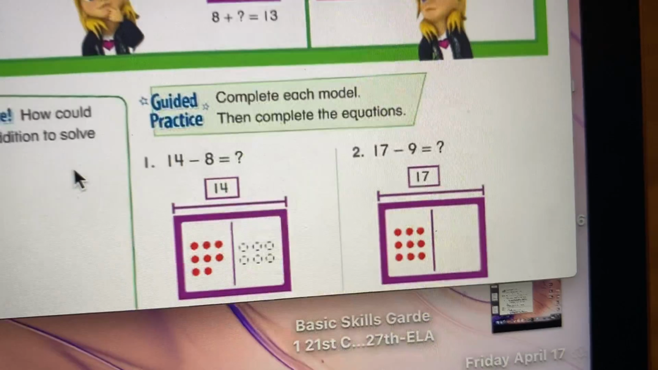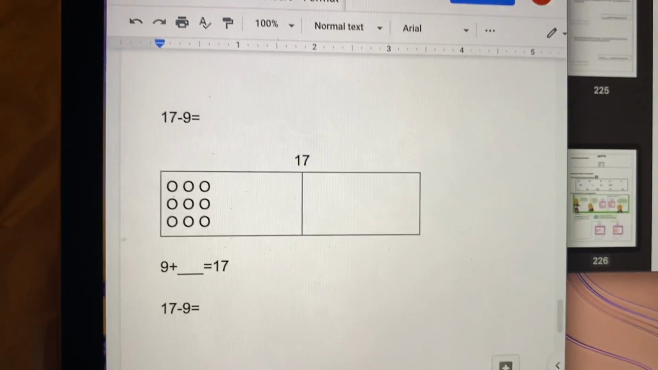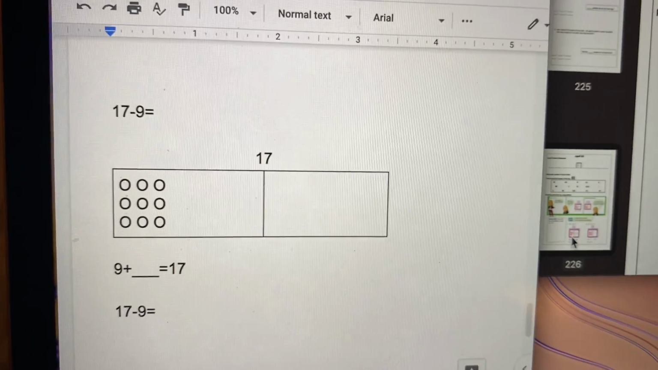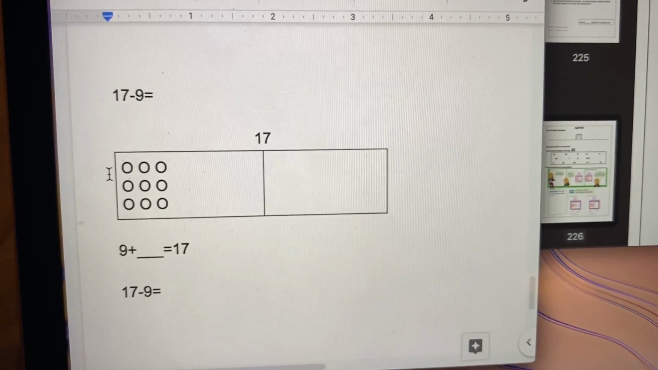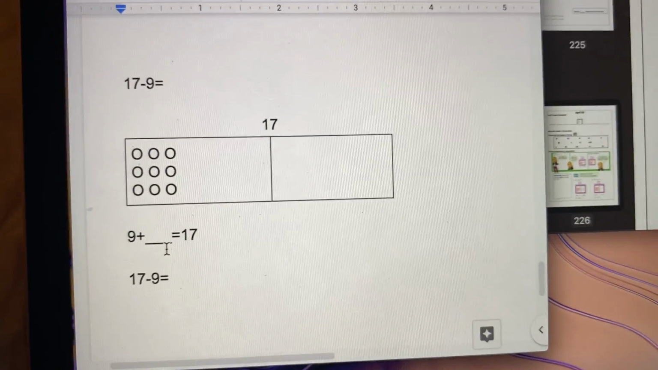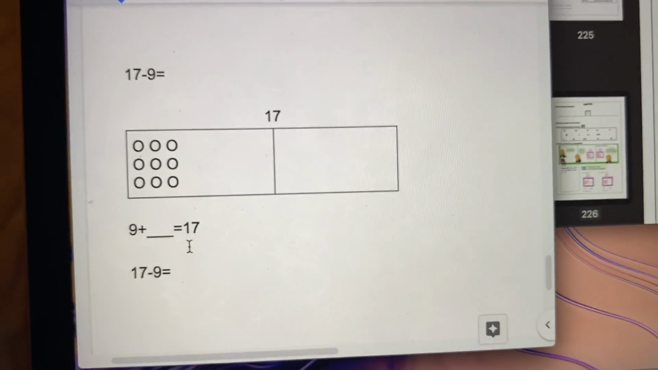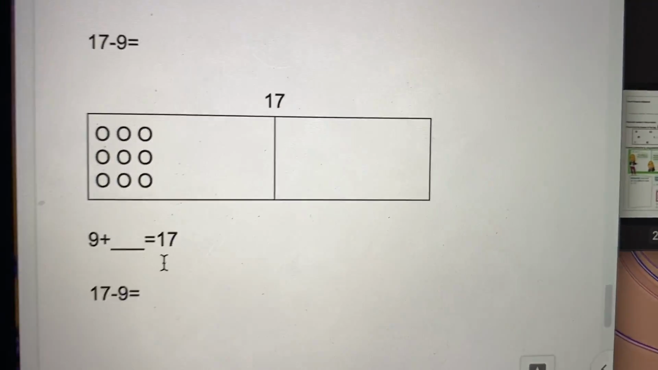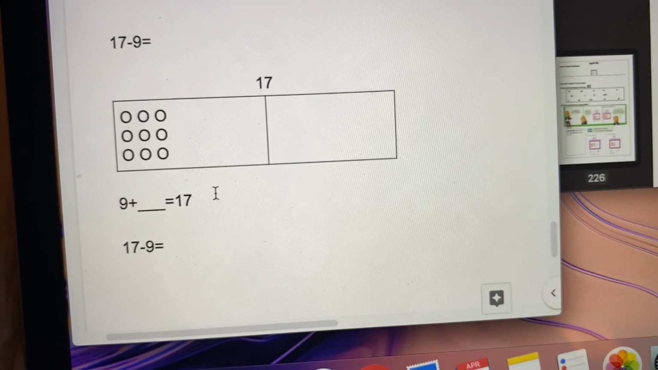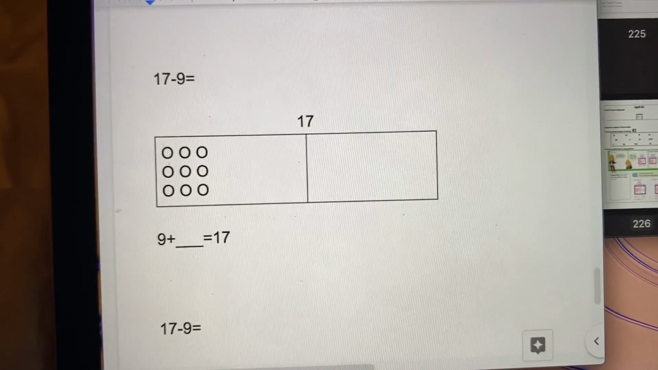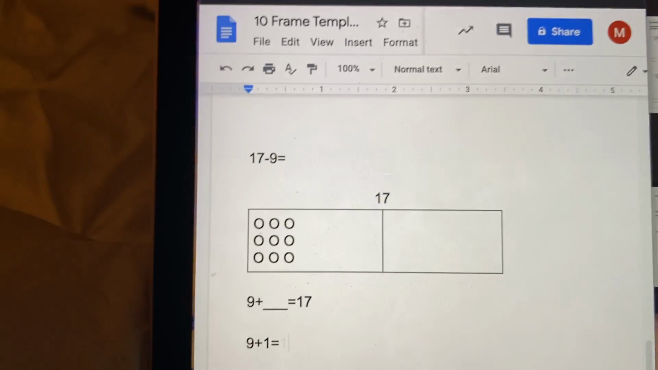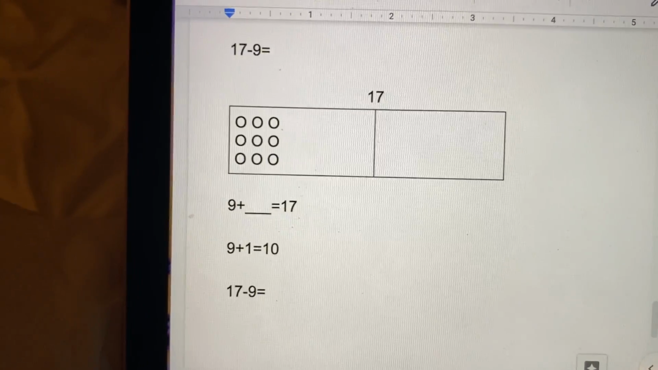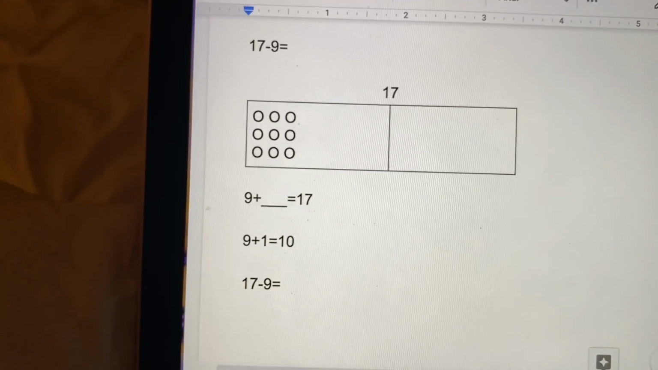We are going to do number 2 together. 17 minus 9. So I have my whole, 17. I have one part, which is 9. I'm going to use addition to help me. So 9 plus blank equals 17. All right. I know that 9 plus 1 is going to give me 10. Okay. So I added 1.